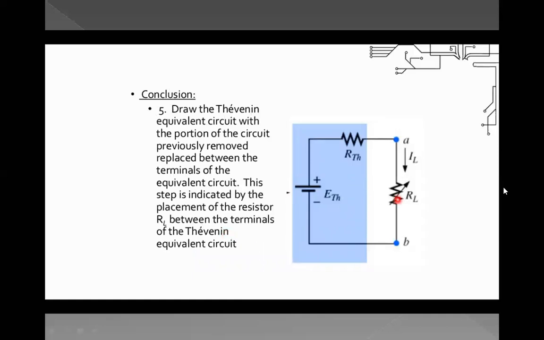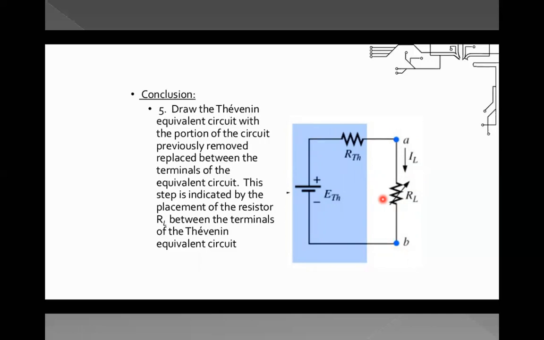This can be called a Thevenin's equivalent circuit, with a single voltage source ETH and a single resistor RTH in series with this particular voltage. Draw the Thevenin equivalent circuit with the portion of the circuit previously removed replaced between the terminals of the equivalent circuit. So earlier this load resistance was removed, and again we have drawn this load resistance between these two terminals. This step is indicated by the placement of the resistor RL between the terminals of the Thevenin's equivalent circuit.